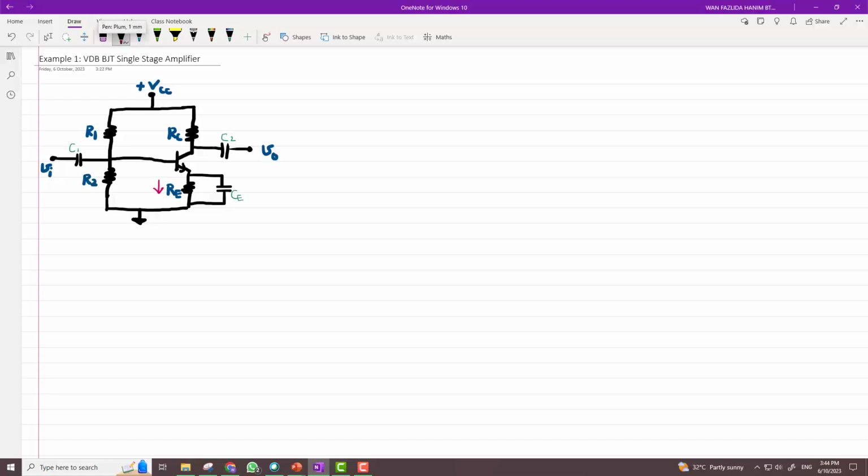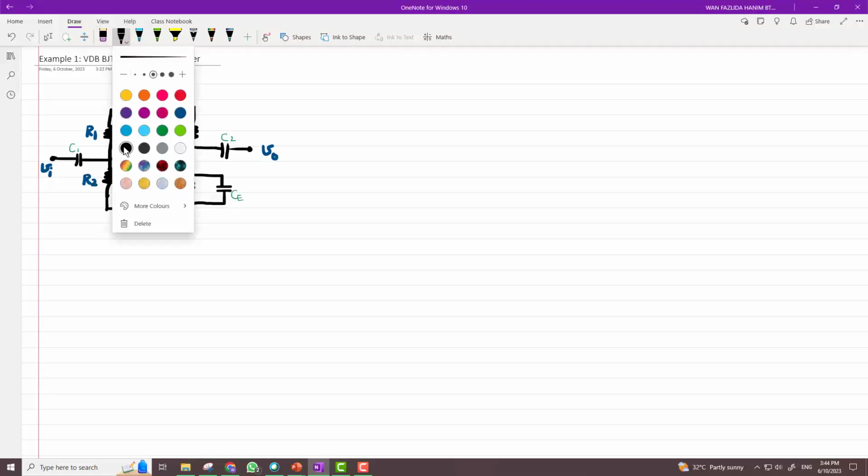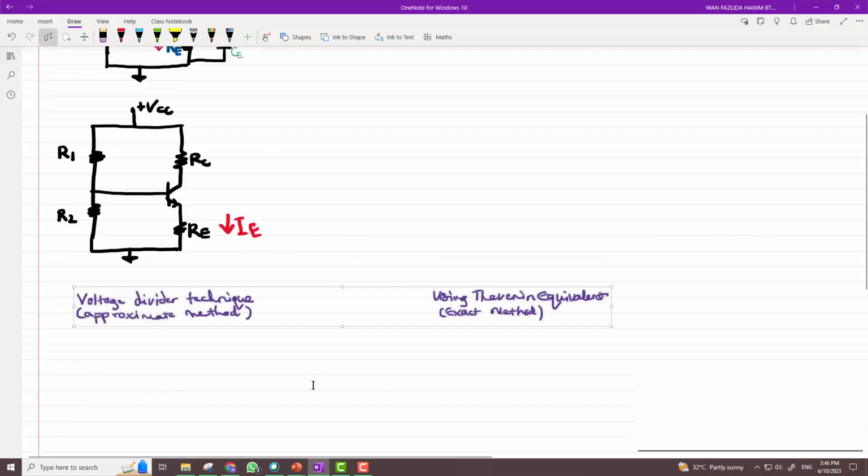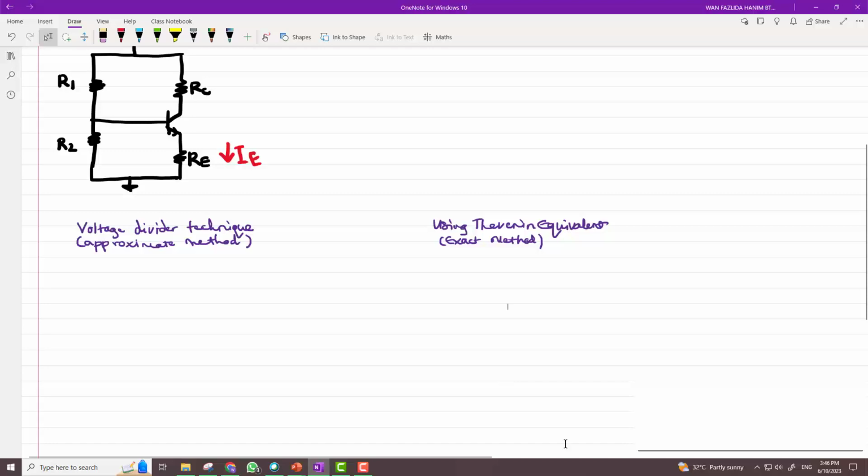So let's first draw the DC equivalent circuit. Now we have the DC equivalent circuit without the capacitances. Our goal here is to find IE, and in order to find IE, we need to simplify this section. There are actually two ways of doing this. One is to use the voltage divider technique, and the other is to use the Thevenin equivalent circuit. The voltage divider technique is considered the approximate method, and the Thevenin equivalent circuit is the exact method.